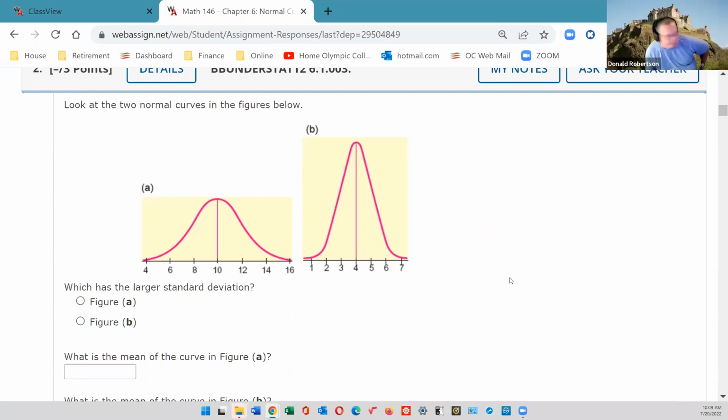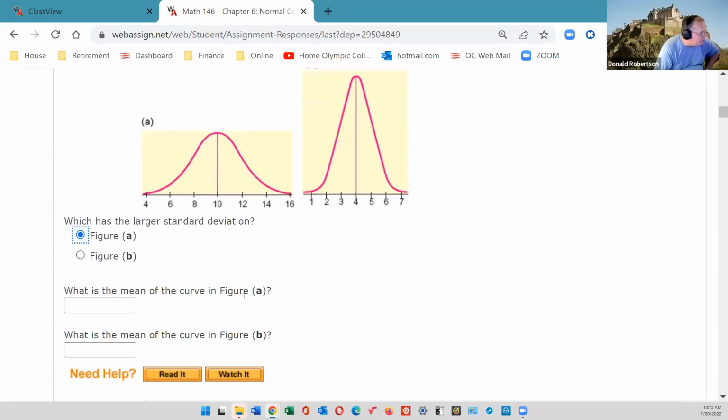Which one? Would it be B because it's taller? Standard deviation is how spread out the data is. So it's not how tall it is, it's the opposite of that, it's how wide it is. So it's A. Yeah.